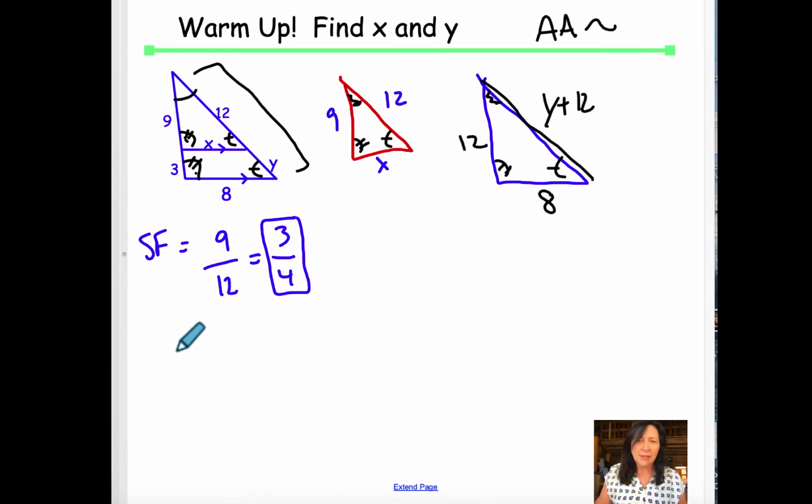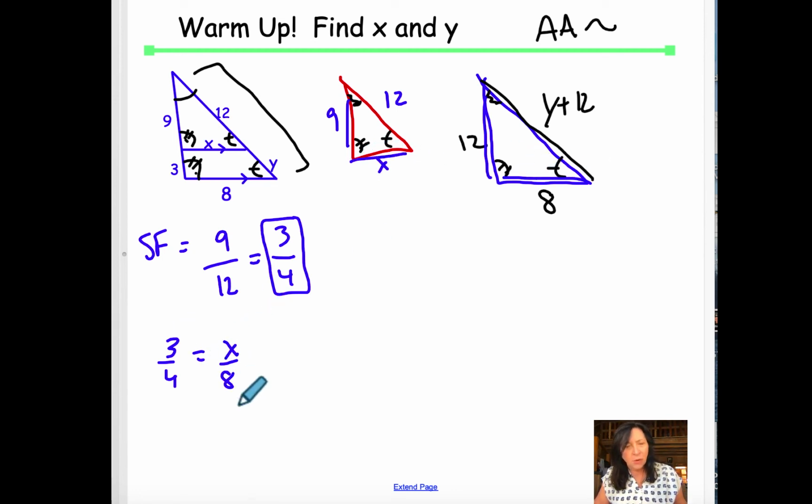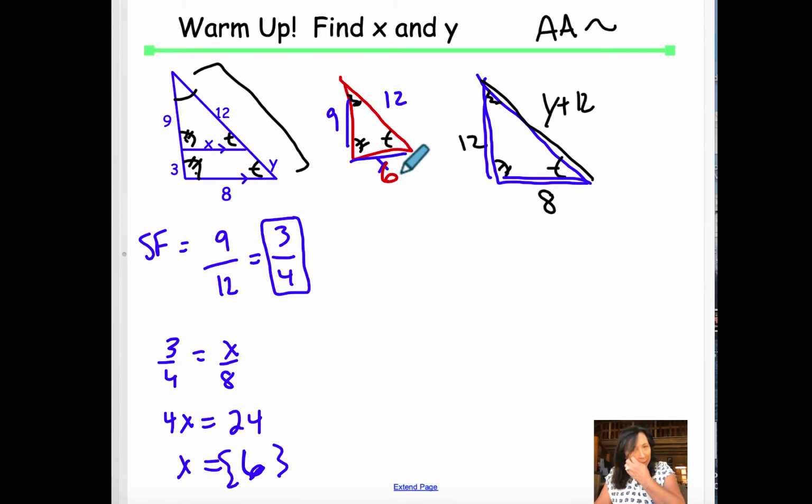So to find x, I'm going to go 3 is to 4, which is my 9 is to 12. So left side is to right side as left side is to right side, as x is to 8. I'm going to cross multiply. I get 4x is equal to 3 times 8, which is 24. I'm going to divide by 4, and I get x is equal to 6. Put that in a solution set because that is a solution.